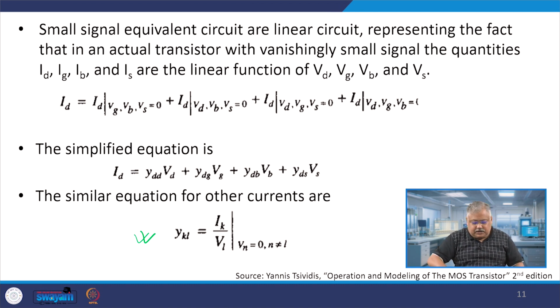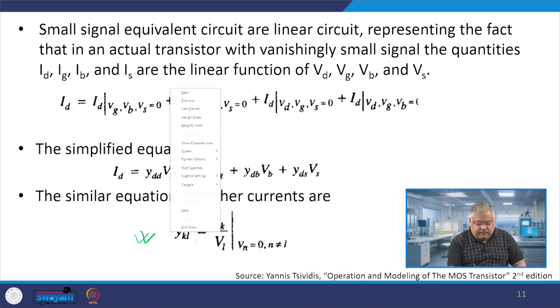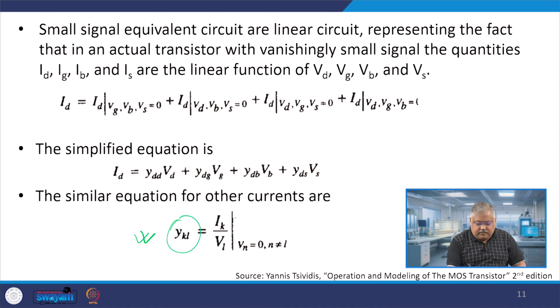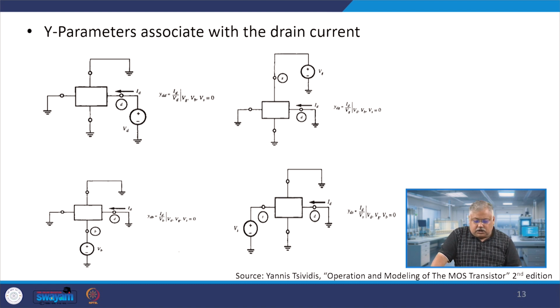So, YKL, which is defined as admittance, is given by IK by VL, and we assume that all other nodes have variation equal to 0, right. Typically what we write down is, and let me show you if I have a graph for this. I do have a graph, yes, I can show it from here.